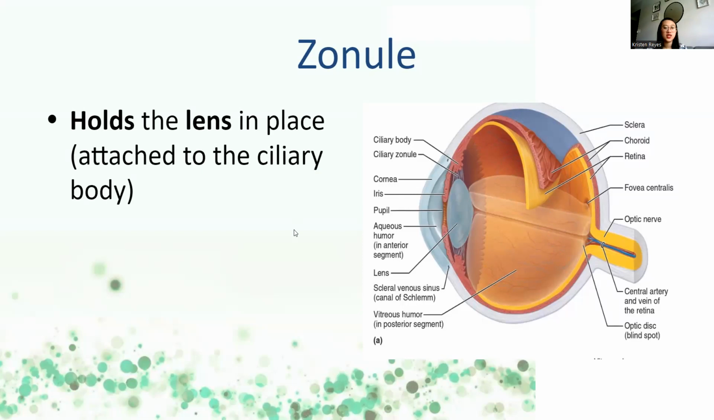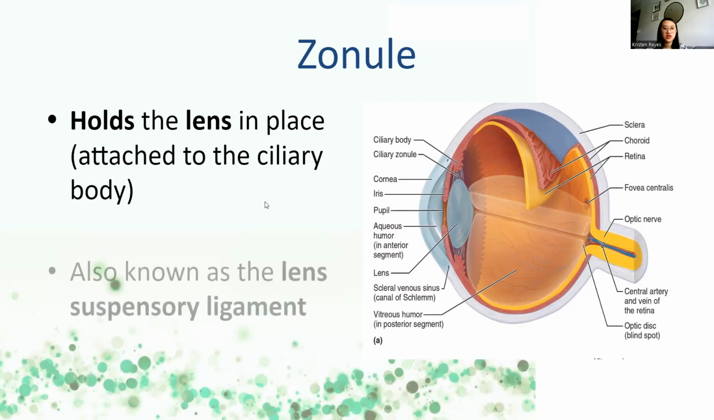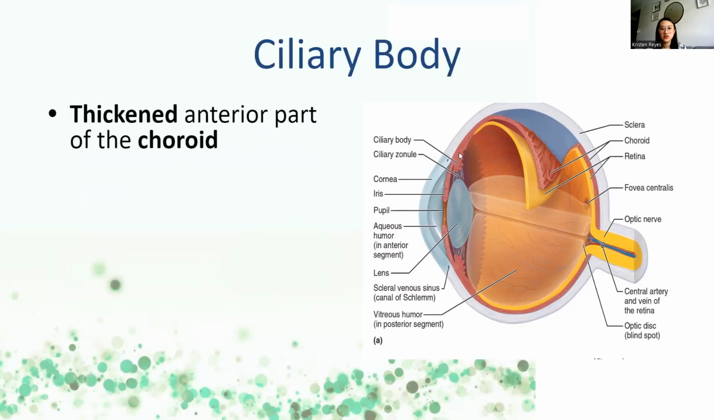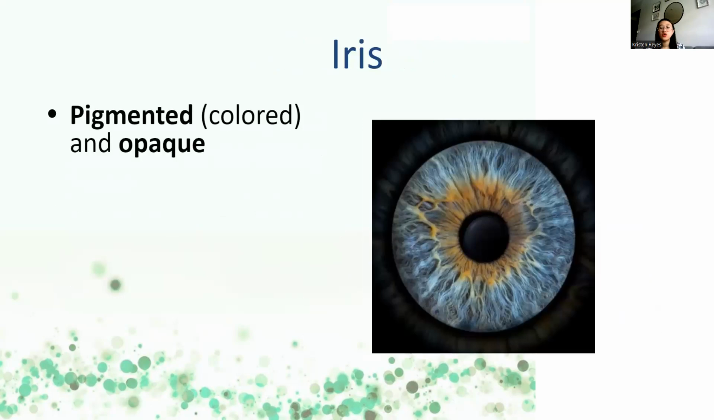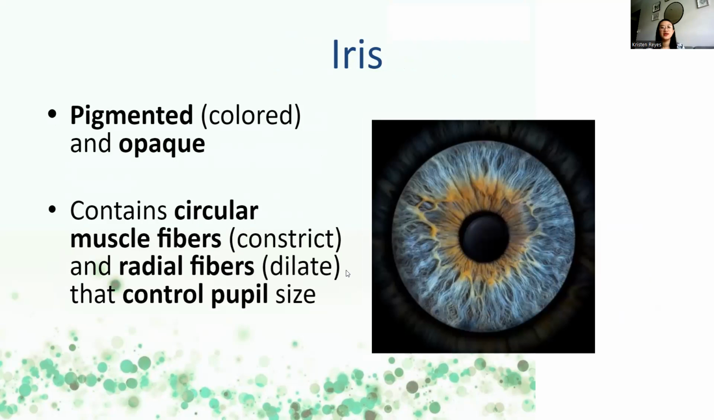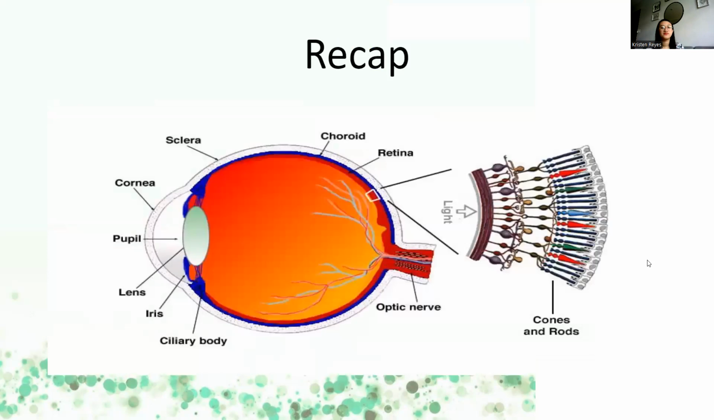Again, the zonule holds the lens in place. They are attached to your ciliary body, also known as the lens suspensory ligament. Ciliary body, this one, two, no? Superior and posterior, is a thickened anterior part of the choroid. They contain circular and longitudinal muscle fibers that attach near the corneoscleral junction. So the iris, this is the colored or the pigmented part of the eye. Okay, so in others, blue, gray, green, no? Most common is brown. Contains circular muscle fibers that constrict and radial fibers that dilate and control the size of your pupil. Okay?